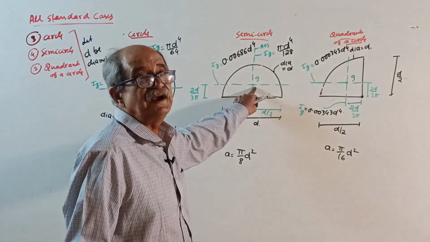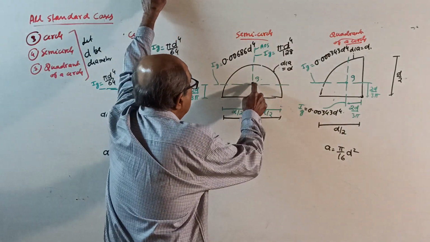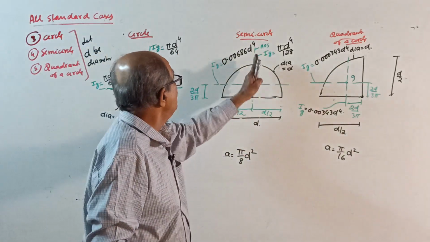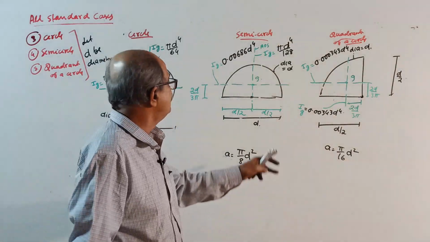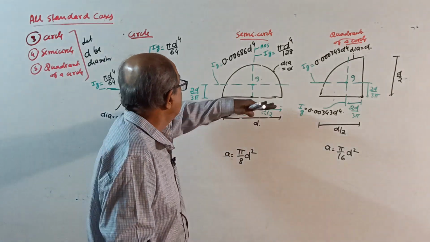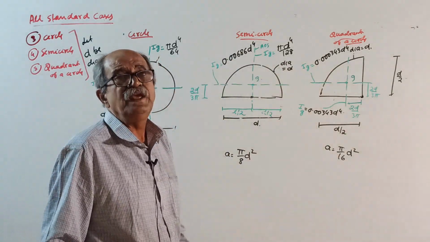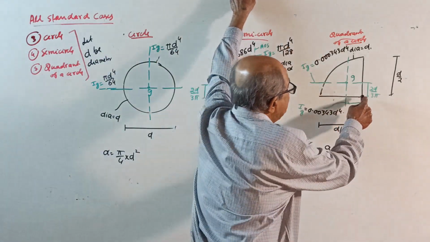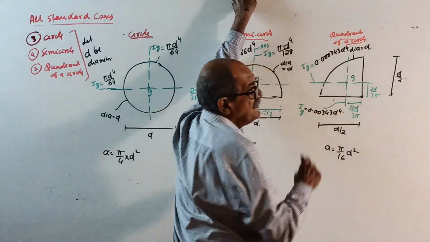Semicircle, centroid. There is one symmetry axis. The centroid lies on the symmetry axis. So that is exactly at the center, this way. But the other way, if you measure from the base, it is 2d by 3π. For a quadrant, measured from the center, both are 2d by 3π.